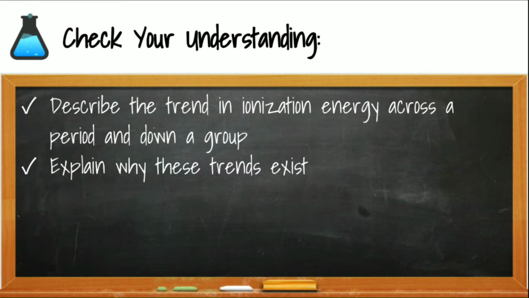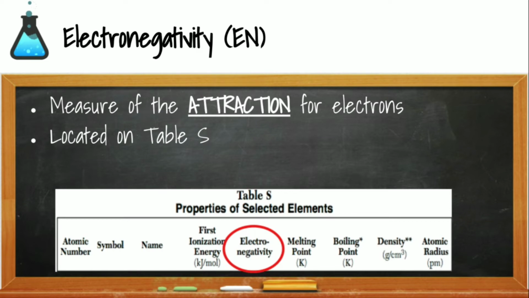So by now, you should be able to describe the trend of ionization energy across the period and down the group and explain why these trends exist. The other periodic property we're going to look at is electronegativity.